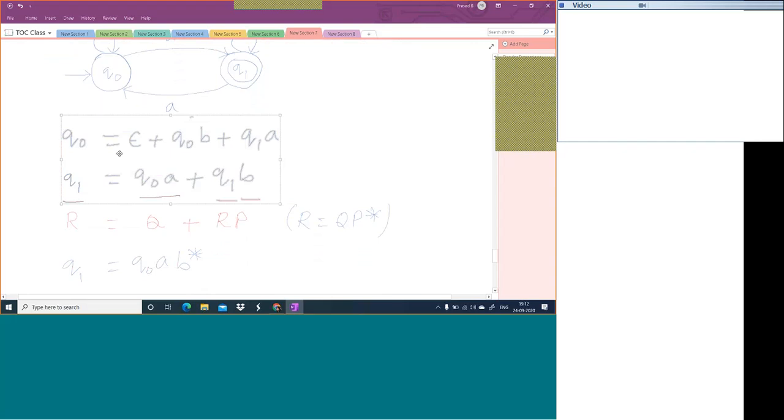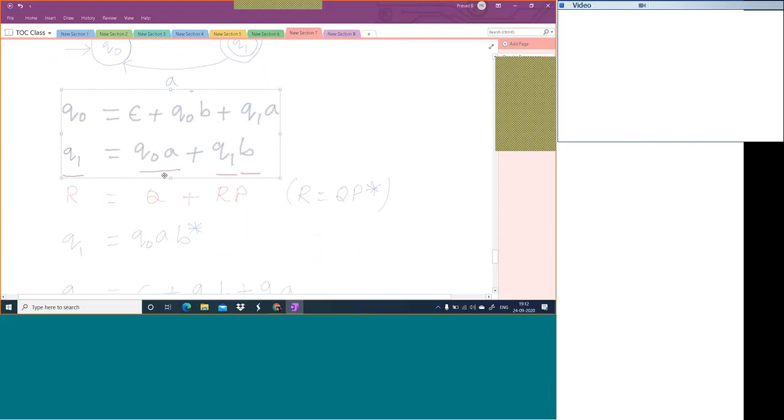Now here we have two equations, one for q0 and the other for q1. For q0 we have three terms on the right side, whereas for q1 we have two terms on the right side. So start with that. Of course you can take q0 first and then q1, but while simplifying, start with the expression which has two terms. Okay, now take this one.